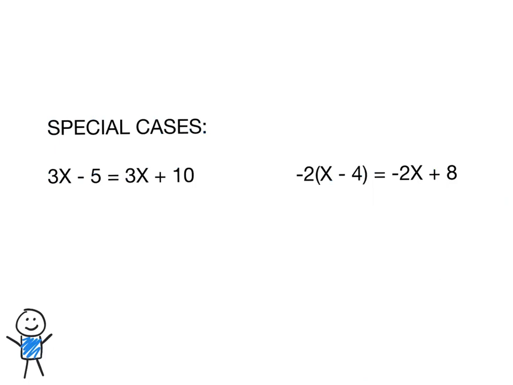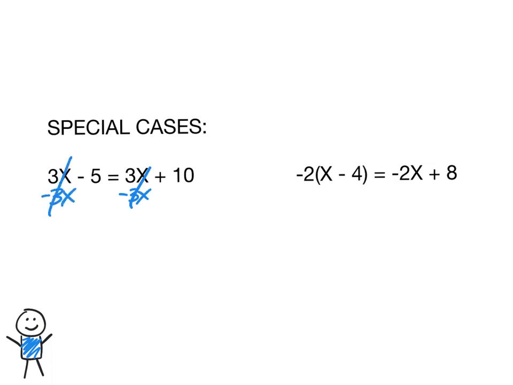These two examples are what's called special cases. So let's take a look at the left. It says 3x minus 5 equals 3x plus 10. Well, my first thought here is to get the variables on the same side. So I'm going to cancel this 3x from the right by subtracting 3x. 3x minus 3x is 0. And then I'm going to subtract 3x from the other side.